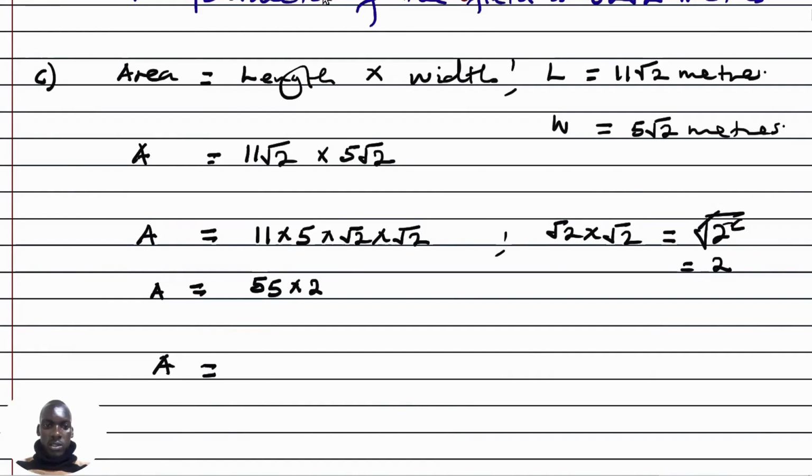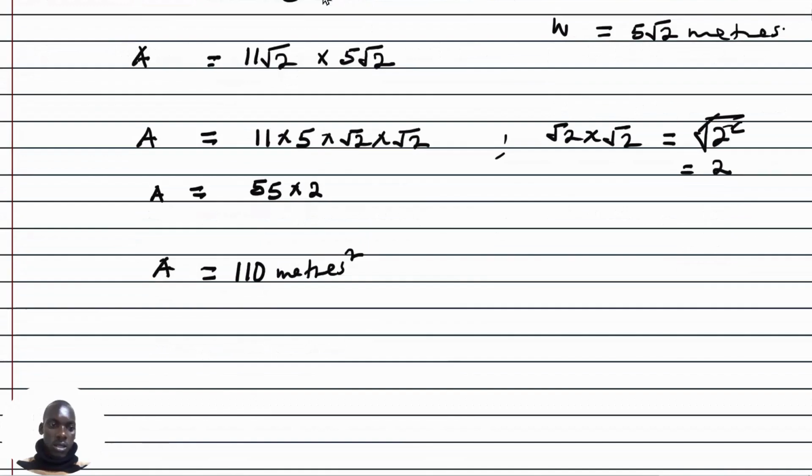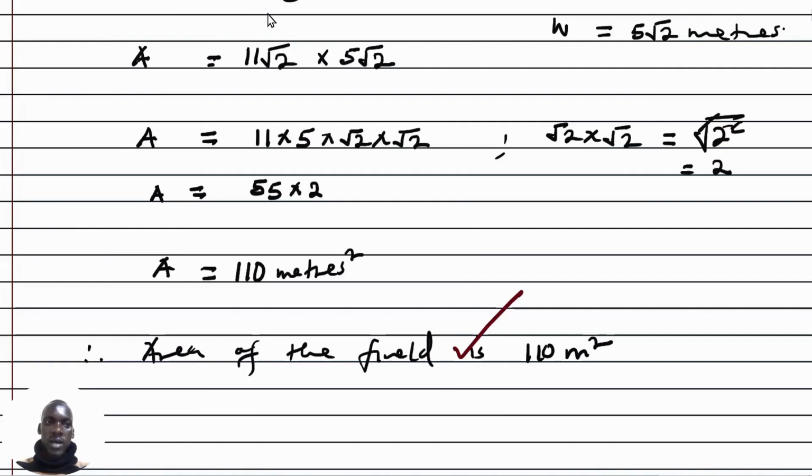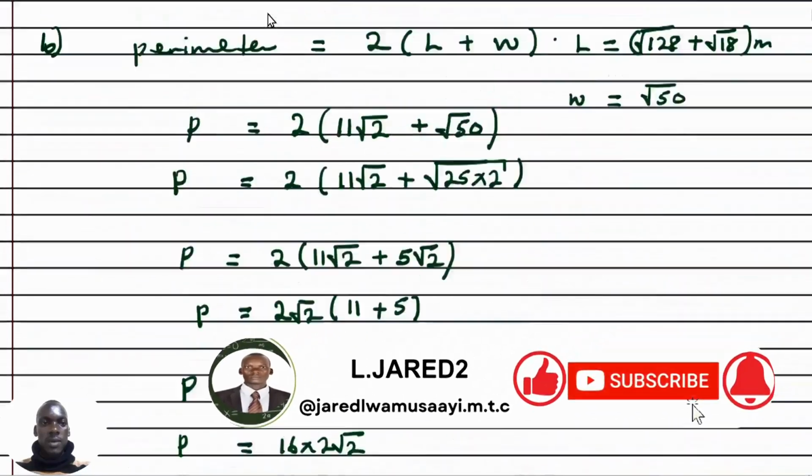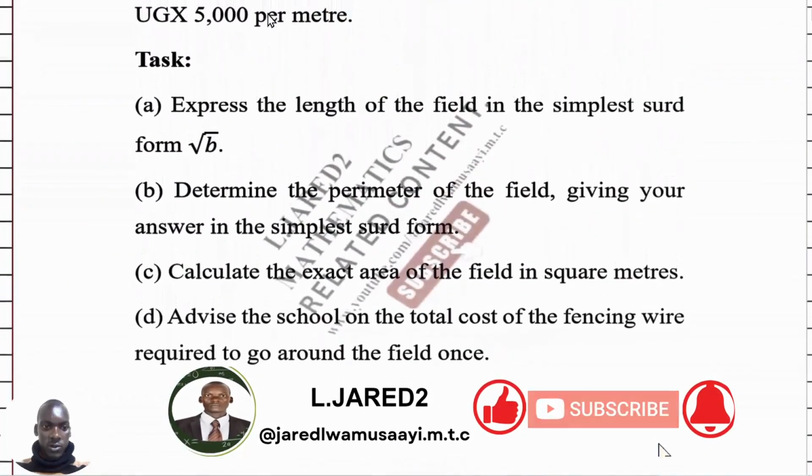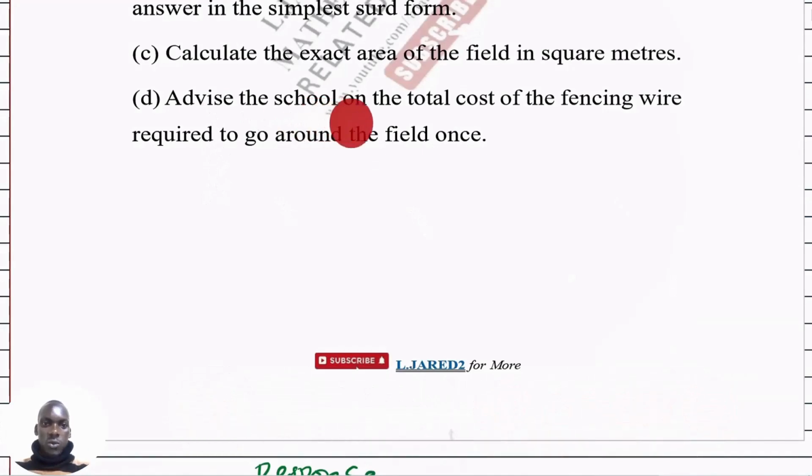Then area is equal to 55 multiplied by 2, which is 110, and this is in meters squared. We can now conclude that the area of the field is 110 meters squared. So this becomes our correct answer for part C. We can now proceed to our last part, part D of item 003. It reads, advise the school on the total cost of fencing wire required to go around the fence once.